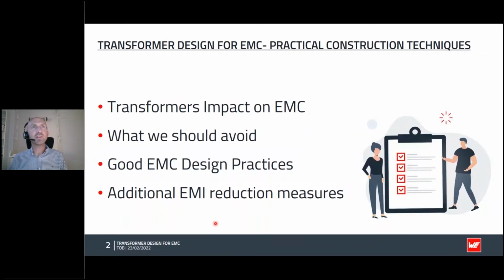So today we're going to start looking at, first of all, the transformer itself, what impact it can have on the EMC. Then we'll look at what specifically we should avoid when we design our transformers for EMC. And then we look at some good practices on how to design the transformer so that it limits the impact it can have then on EMC. And then if all those techniques and practices don't work, then we can look at some additional measures we can implement within the transformer then to further reduce our emissions.